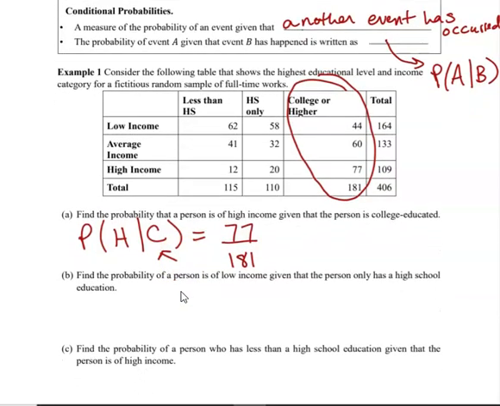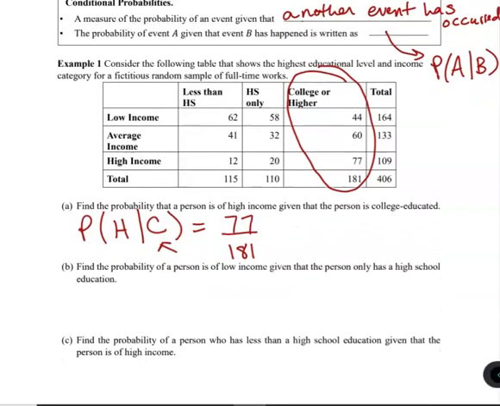Let's do the next one. Find the probability that a person is low income given that they are high school educated. I'm going to write it as the probability, I'll use L for low income, given that they are high school educated. I should have picked something else, so I'm going to use HS for high school. Whatever follows "given that" is my denominator. That tells me the group I'm focused on.